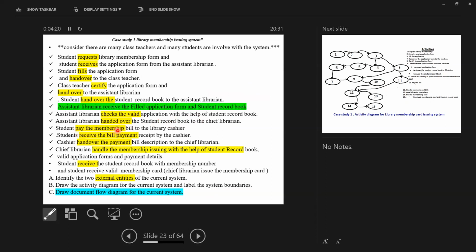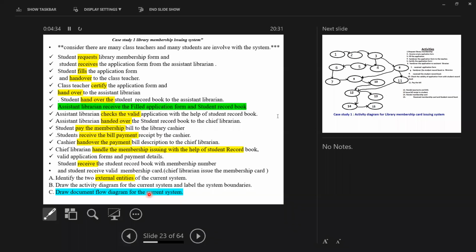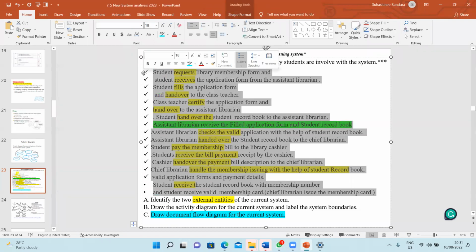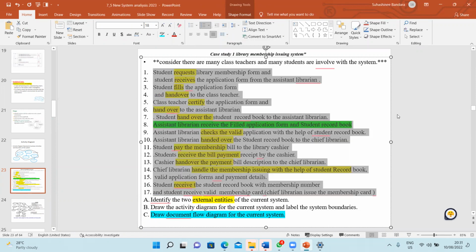Then student pay the membership bill. Okay. So when the student is paying the membership bill, that also has to be mentioned. Check the value. I just put this one with the numbers, then that will be easy for you to understand. Right? Not the bullet, I'll make it as a number. And otherwise, when you are drawing, you will be in trouble. Okay.